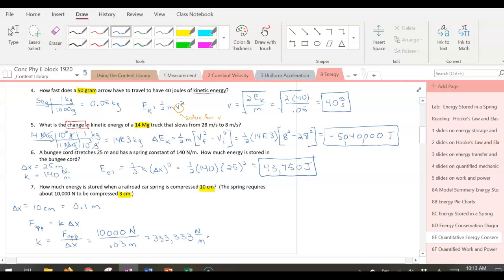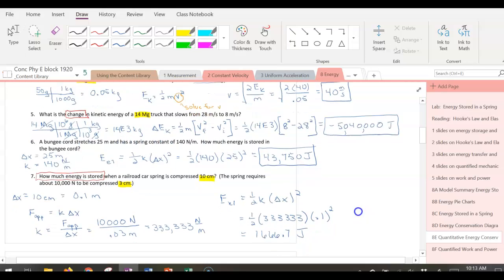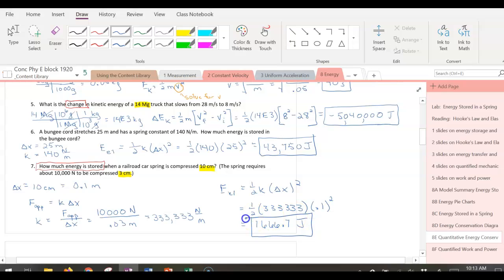And so the real question here is how much energy is stored. So it's going to be stored as elastic potential energy. That's half of the spring constant times the displacement squared. That's going to be half of the 333 newtons per meter times 0.1 meters squared. And I get 1,666.7 joules. Okay.